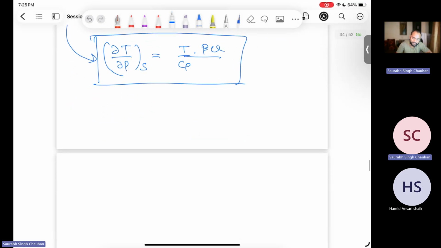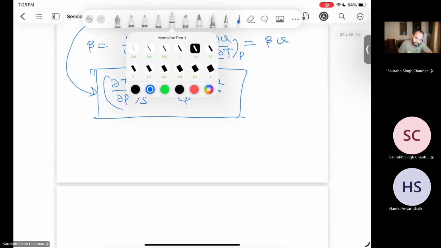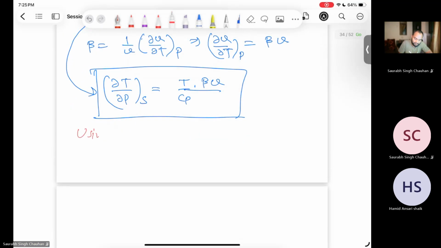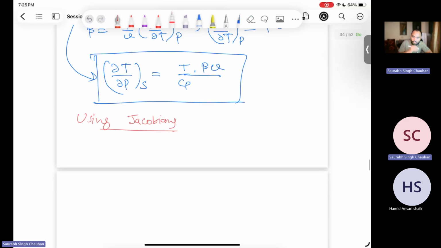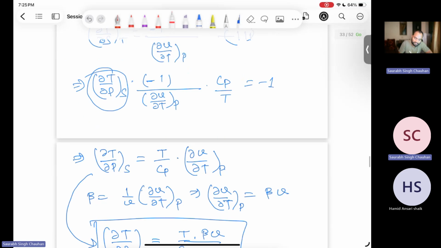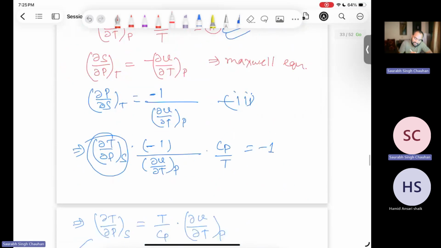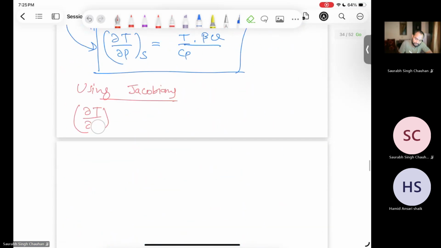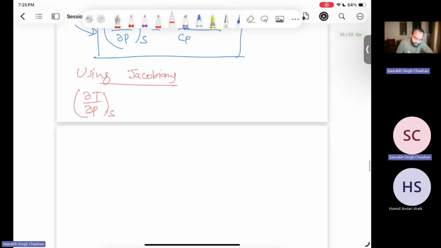Now, if we do the same thing using Jacobians, we were asked to write del T by del P at constant S. So first of all, let's write this in terms of Jacobian. What will it become? T comma S divided by P comma S, where S is repeated.